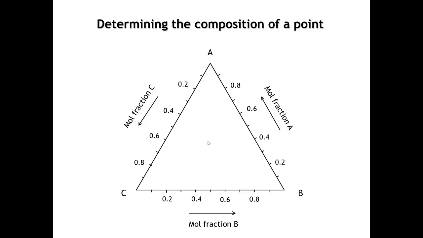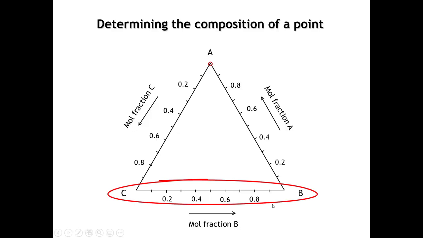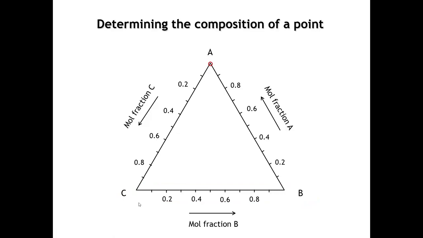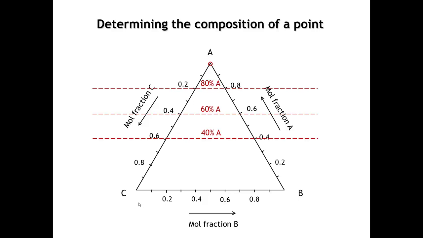So let's start at the upper vertex, the upper corner of this phase diagram where we have only A present. Right? At that point, the sample would be 100% A and no B or C. Let's look at the edge opposite that vertex, which is down here at the bottom, and let's draw a series of horizontal lines parallel to the opposite edge. Each of these dashed red lines represents a place where the content of A is constant. So at the very bottom here, on the line from C to B, that's just the binary phase diagram between C and B, and there's no A present.